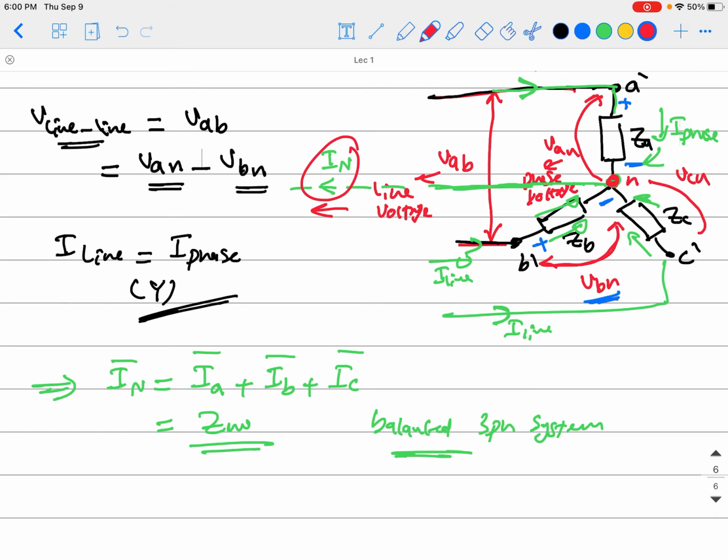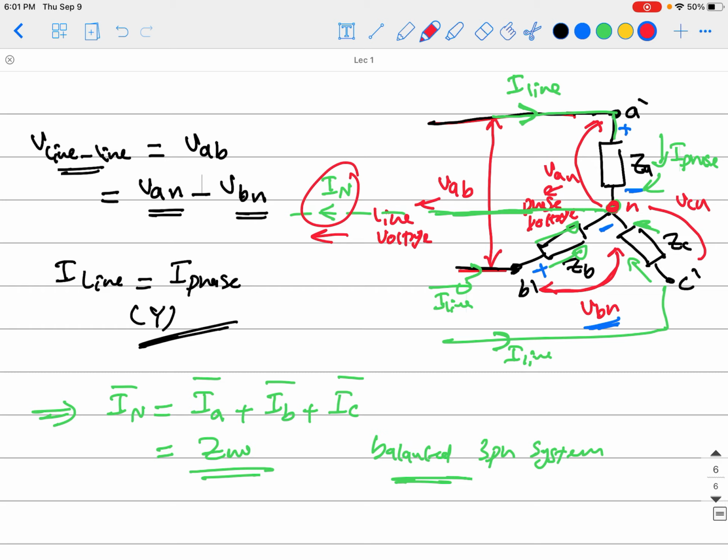If they are balanced, they will cancel out and the I neutral will be 0. So there is no current moving in the neutral. Okay? So as long as it is a balanced 3-phase system, the neutral current will be 0. Otherwise, it will have a different value. Okay?